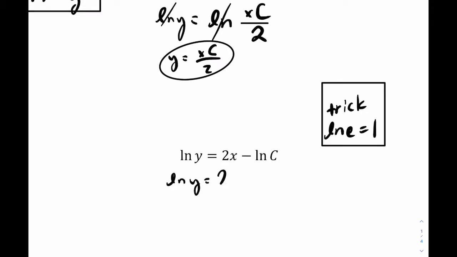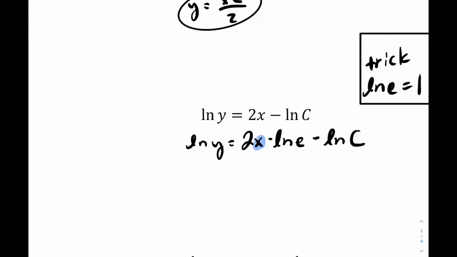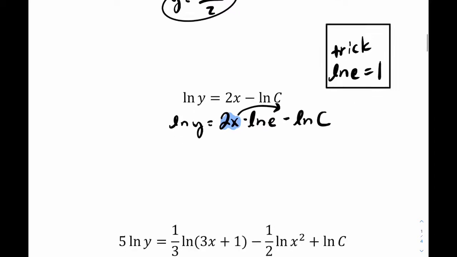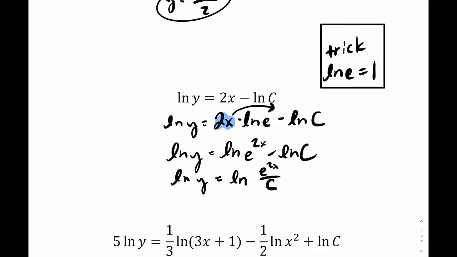We're going to rewrite this as 2x times natural log e. And this is 1, so that is allowed. Now the whole point of this is because now I can grab this 2x and I can hairball it back up there. So now I have natural log y equals natural log e to the 2x minus natural log c. Now let's combine it using our log property. And we cancel the logs out. So y equals e to the 2x over c. Answer.